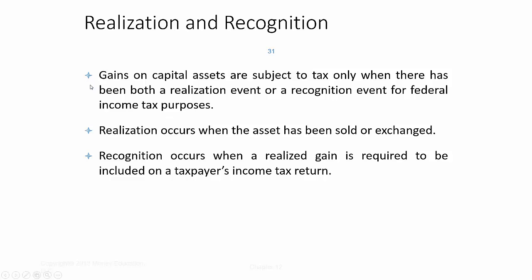So for us to have a gain, let's say we have a stock investment and that's going up, it's appreciating, until we sell it, it's unrealized. And realization occurs when the asset has been sold or exchanged. Recognition occurs when a realized gain is required to be included in the taxpayer's income tax return. So upon sale of said stock A, and your stock price has doubled, so you've had a significant return, when you sell it is when it's realized, and it's recognized when it's included in the taxpayer's return.